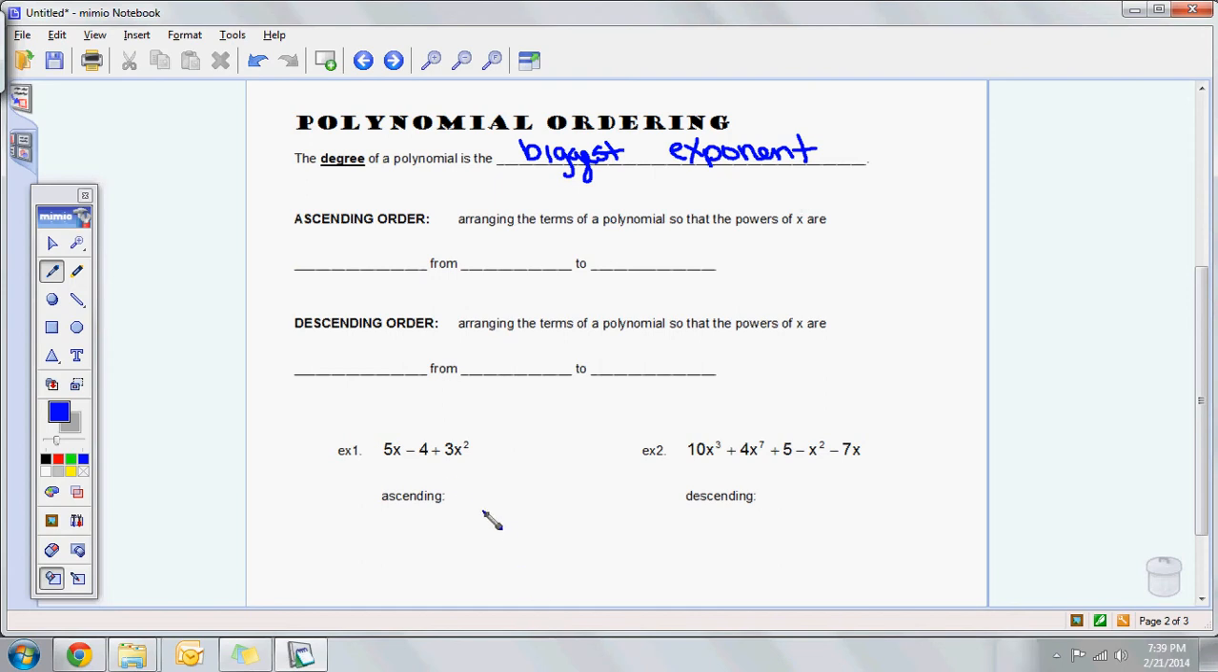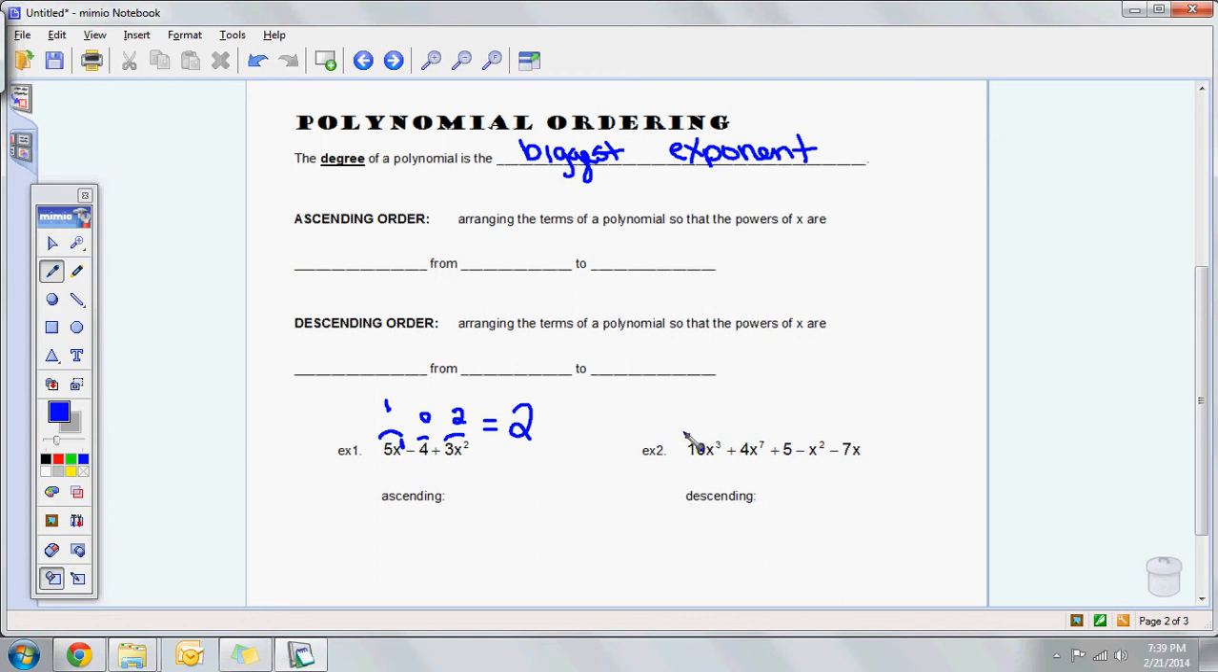Okay, so let's look down here. So you're going to take the degree of every term. So this term, the exponent that you have, even though it's not there, is just a little 1. So we have a 1. This is nothing, so it's 0. And then this one is a 2. So the degree of the whole polynomial is 2, because that's the biggest exponent that we see.